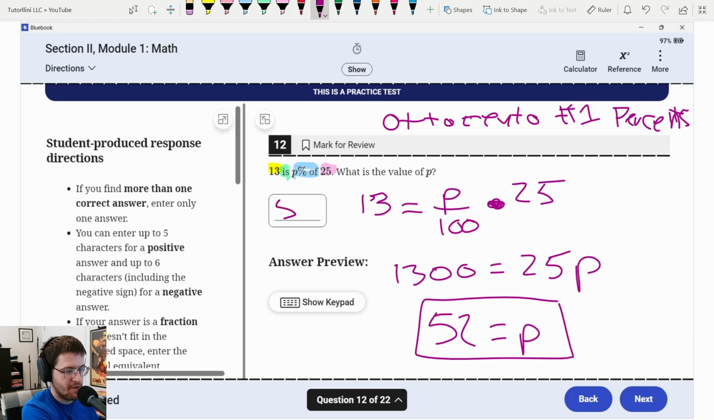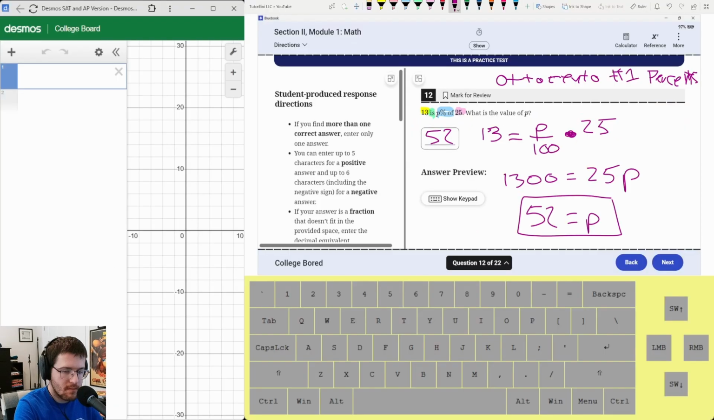Let's see if we can do this on Desmos too. Okay, so I'm just going to type in this equation verbatim, just with an x instead of a p. So 13 equals x%, and then the of will pop up. I can put 25. And now I just need to zoom out.